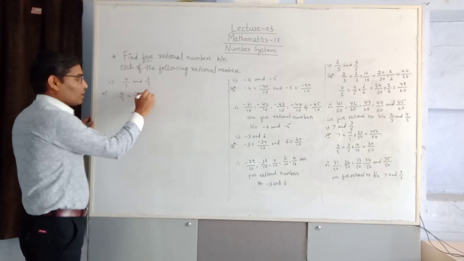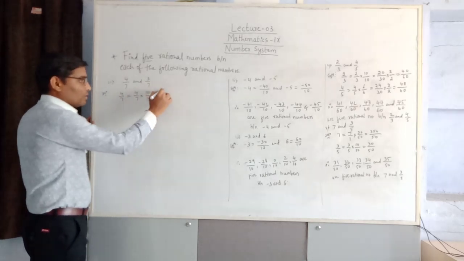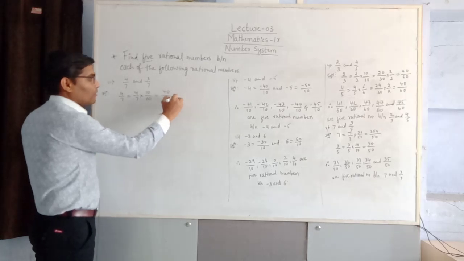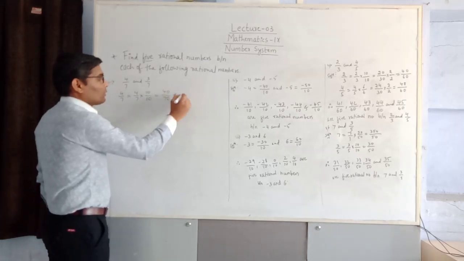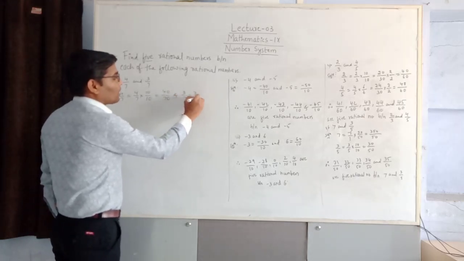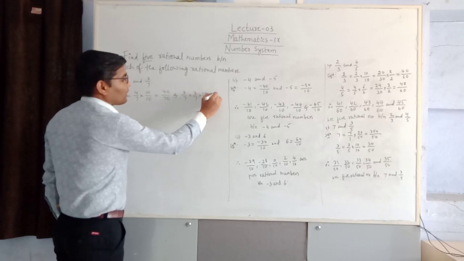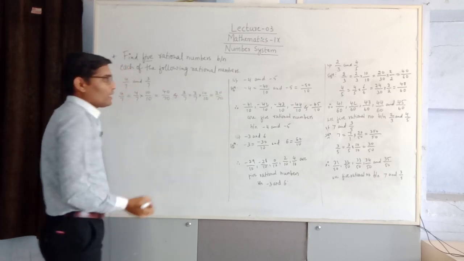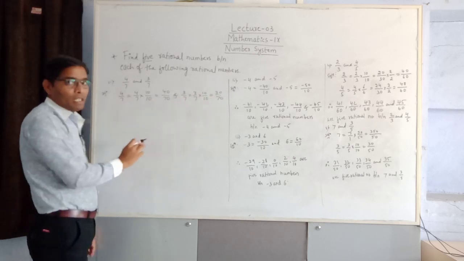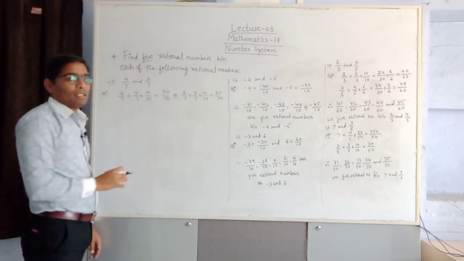4 by 7, again multiply by 10 by 10. 4 tens are 40, 70. Now 3 by 7 equals 3 by 7 into 10 by 10, that equals 30 by 70. Now denominators are the same, 70, 70. Between 40 and 30, there are 9 numbers.